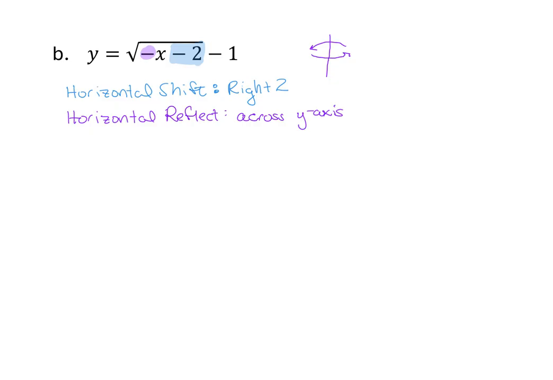On the outside, we are not multiplying by anything, and so we don't have any vertical stretching, shrinking, or reflecting. The last thing that we have in our function is a -1 on the outside. And so what this tells us is we have a vertical shift. And remember, vertical, we do what it says. And so we are going to go down 1.